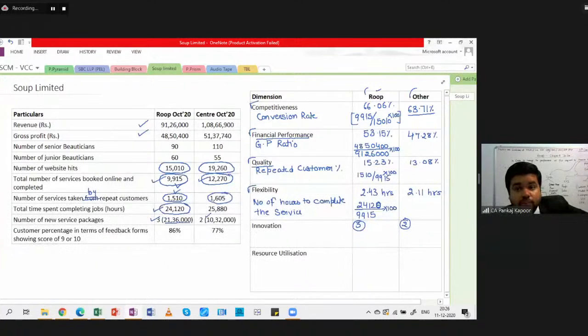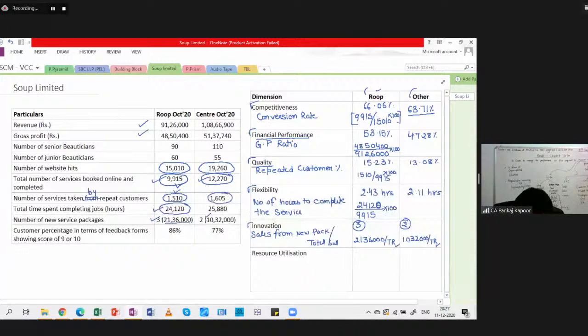The innovation will be measured through sales from new pack or innovative pack divided by total sales. Quickly compute it. I compute the data for you. 21,36,000 divided by total revenue. Similar way here, 10,32,000 divided by total revenue. Please mind it. Here you need to take total revenue of Roop. Here you need to take total revenue of others. Okay. Let me compute for you.